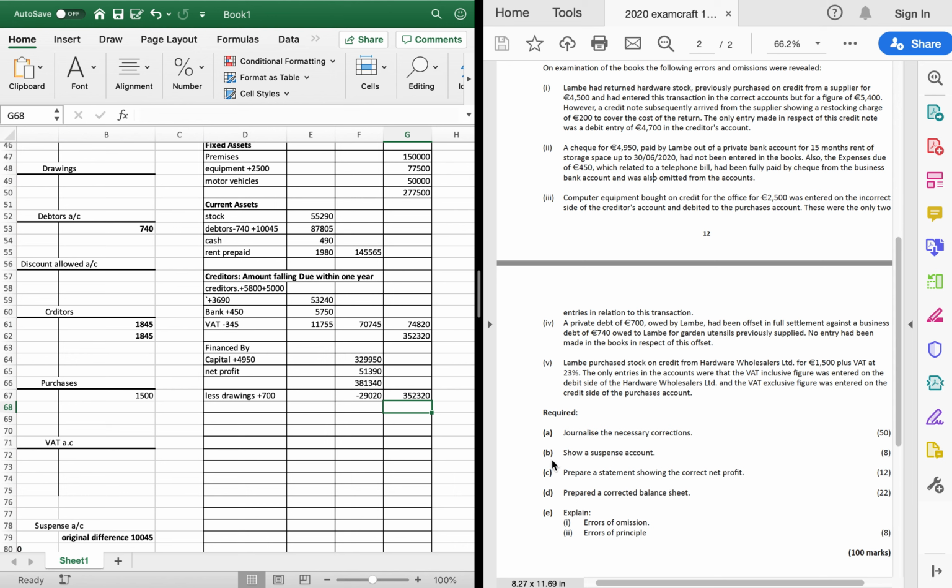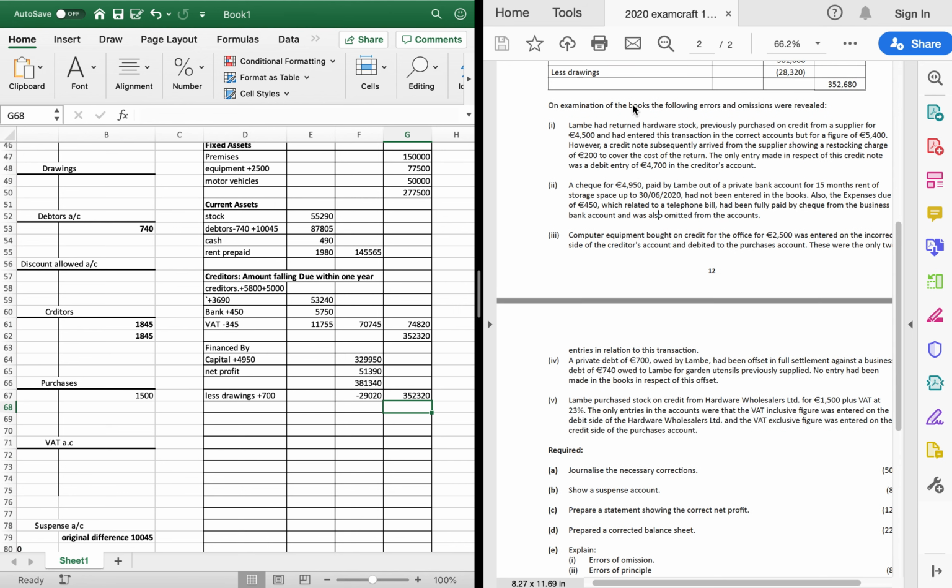You'll get those marks. Explaining what an error of omission is. An error of omission is where you leave something completely out of the balance sheet. So it's these ones here, the ones without suspense. So an error of omission is where something has been left completely out of the balance sheet. It's where just one of the entries has been left out of the books.